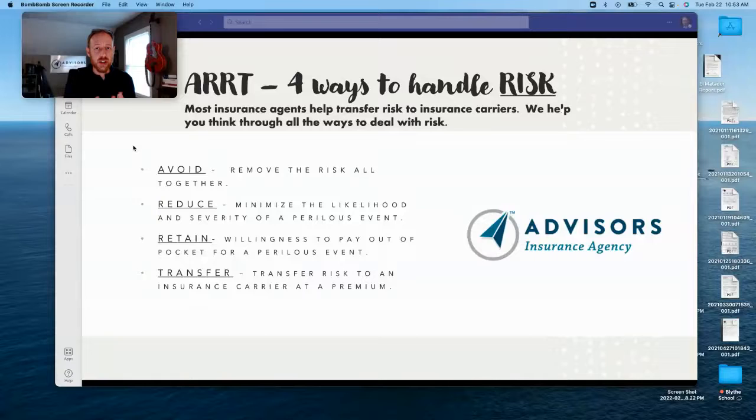Earthquakes. We've had some earthquake activity in the upstate of South Carolina recently, and many people do not carry earthquake insurance. And I'm not trying to sell you earthquake insurance. I'm just telling you that is a risk that you have decided, whether intentionally or not, to retain. What other risks are you willing to retain in life to help save you money?